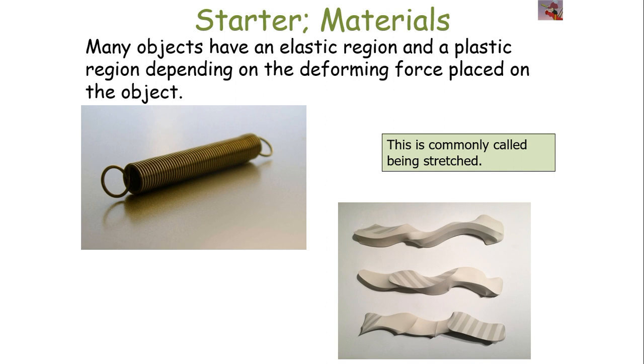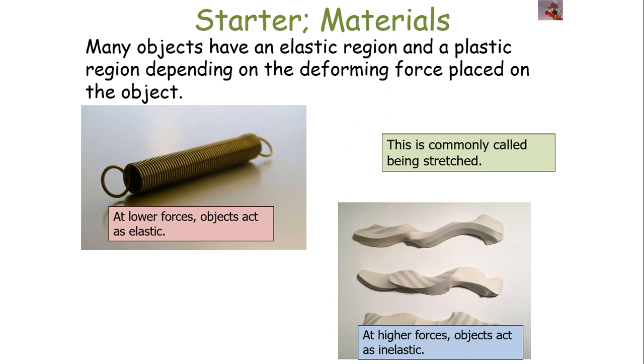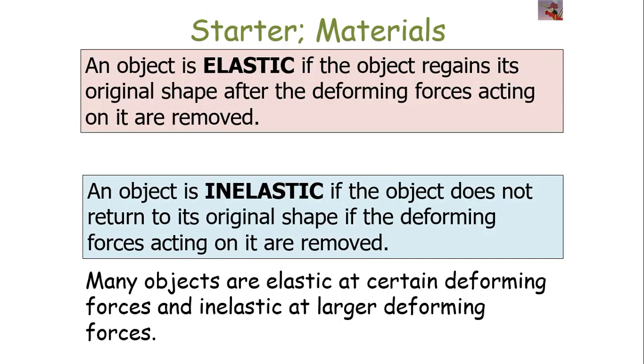Now, many objects in reality have an elastic and an inelastic or plastic region depending on the deforming force placed upon it. At lower forces, the objects act elastically, but at higher forces, objects tend to act inelastically. So an object is elastic if the object regains its original shape after the deforming forces acting on it are removed. An object is inelastic if the object does not return to its original shape if the deforming forces acting on it are removed. Many objects are elastic at certain deforming forces and inelastic at the larger deforming forces.